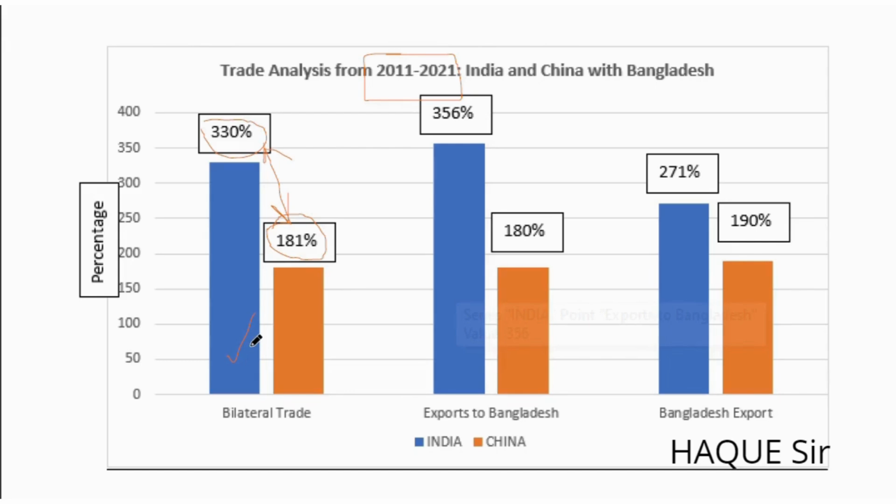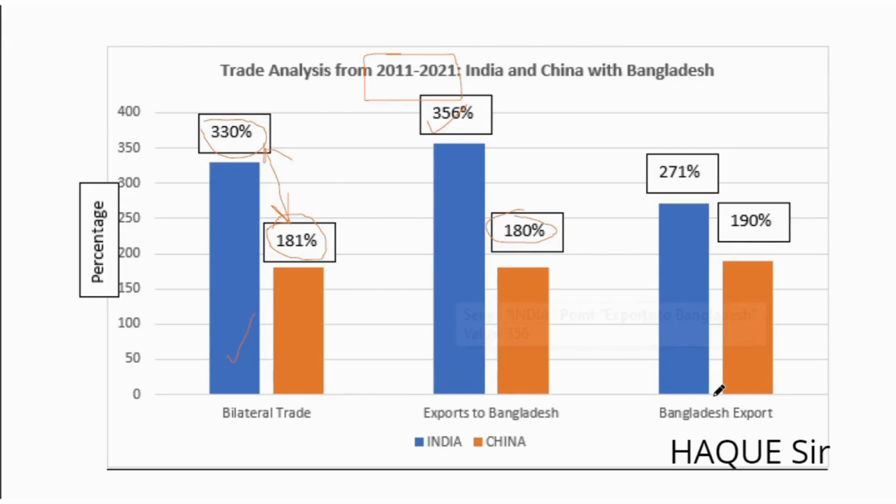Why is this issue important? Because the current situation in Bangladesh has a lot of impact on this bilateral trade. So you should understand how India and Bangladesh are related and dependent upon each other economically to get a clear picture of the geopolitical aspects of this region. Next is exports to Bangladesh. India's exports to Bangladesh have grown by almost 356% over the last 10 years, between 2011 and 2021, and China's exports by 180%. So India's exports to Bangladesh have grown much faster than China's. This can be attributed to India's diversified export portfolio to Bangladesh that includes textiles, machinery and pharmaceuticals.